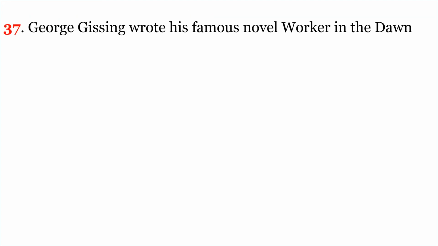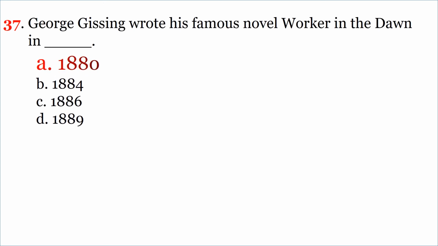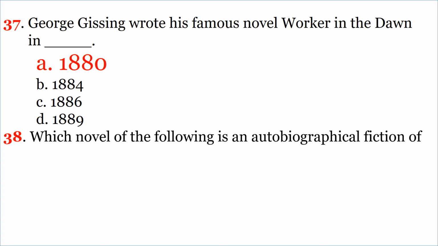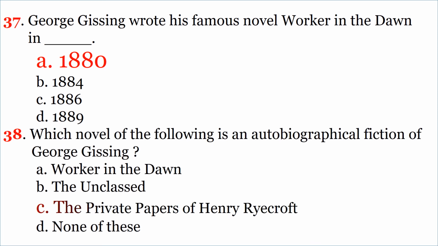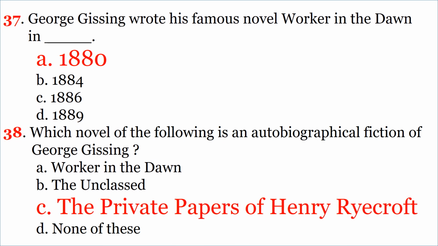George Gissing wrote his famous novel Workers in the Dawn in dash. The correct option is A. 1880. Which novel of the following is an autobiographical fiction of George Gissing? The correct option is C. The Private Papers of Henry Ryecroft.